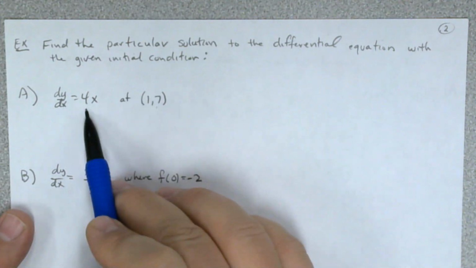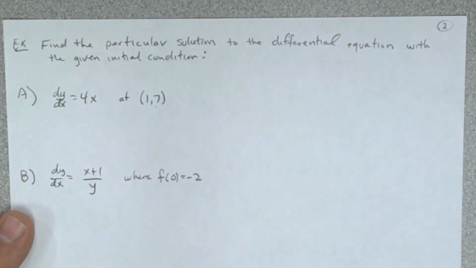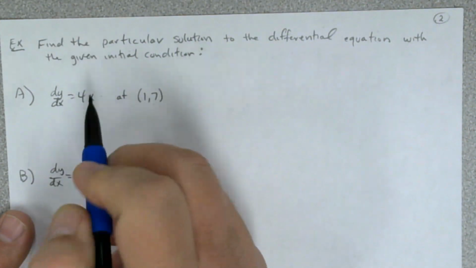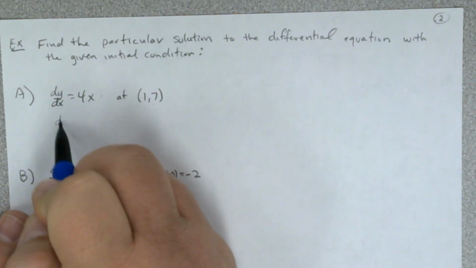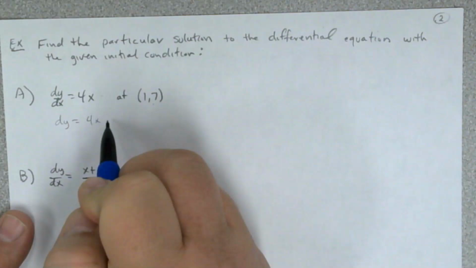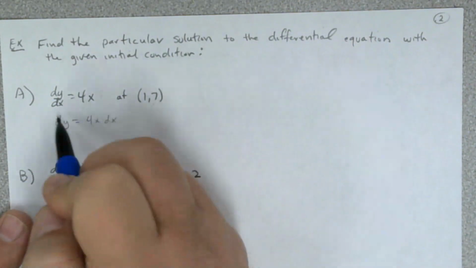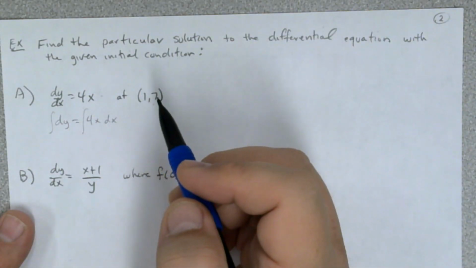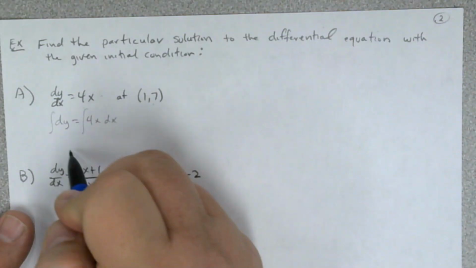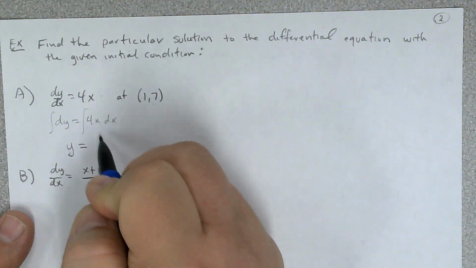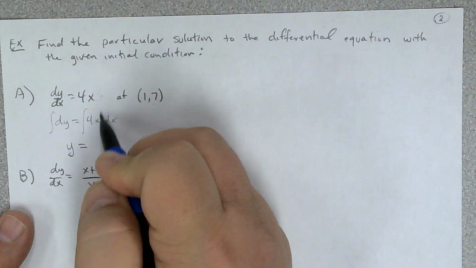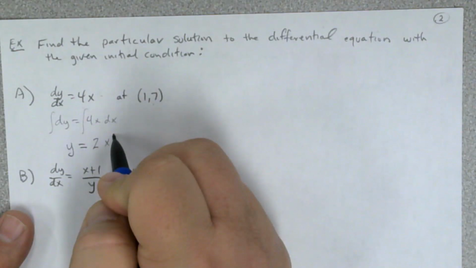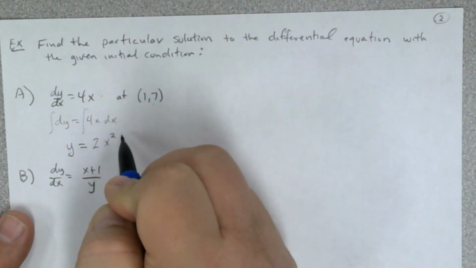Here's my differential equation. We want to separate things out, and in doing so, we simply just need to move the dx over to here. So I get dy is 4x dx. And we're going to integrate both of those right there. And in doing so, we get y equals, this would be a 4 times x raised to the power 1 divided by the raised exponent, gives me a 2x squared, plus a constant.